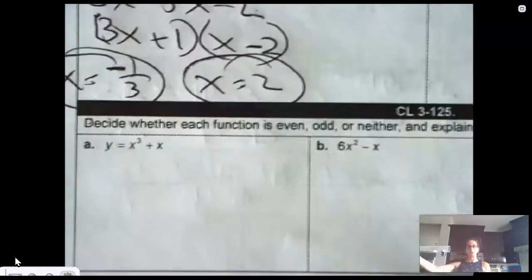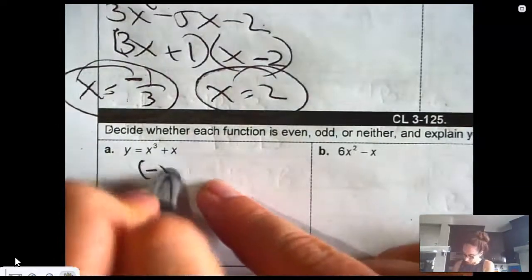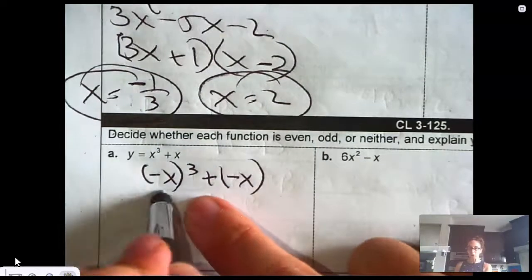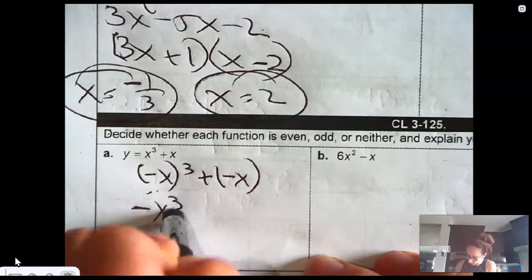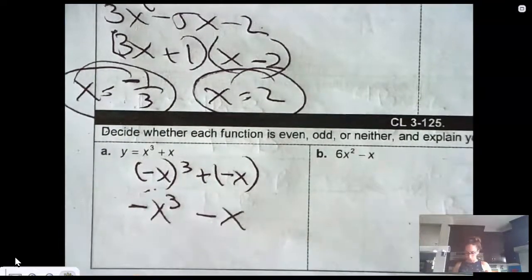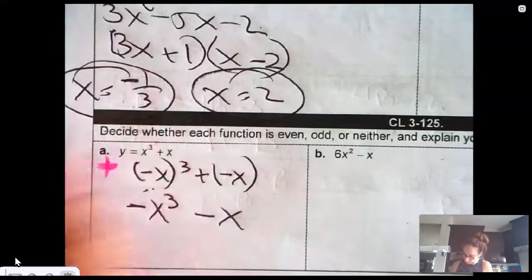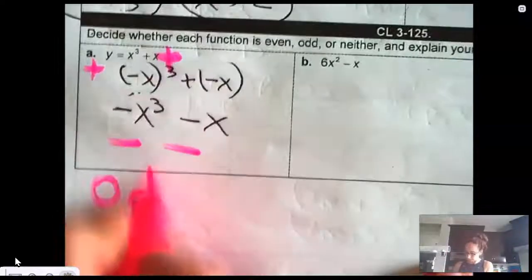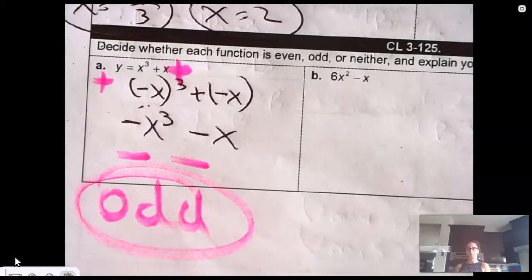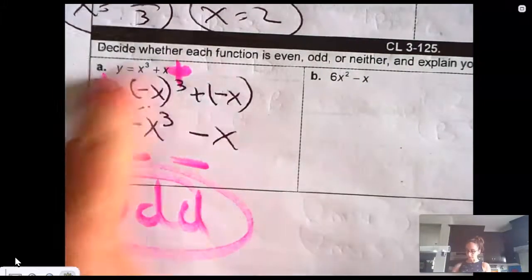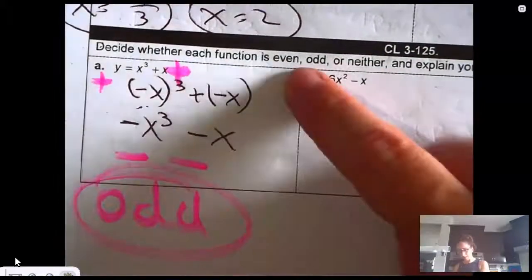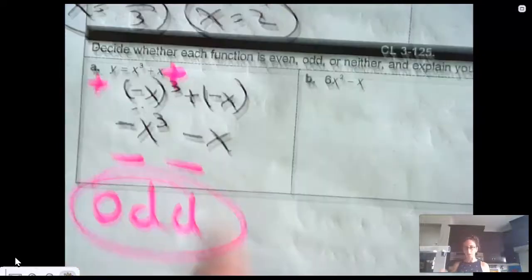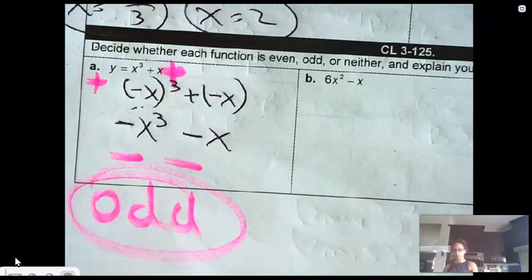All right, even, odd, or neither. I'll do this one. Plug in -x. If you cube a negative, it stays negative, and that's negative. So look, this started off positive, positive, and then it ended up negative, negative. That is the opposite, odd. If it was positive, positive, and positive, positive, it would be even. If it was positive, positive, and negative, positive, I can't tell if it's even or odd. Neither.